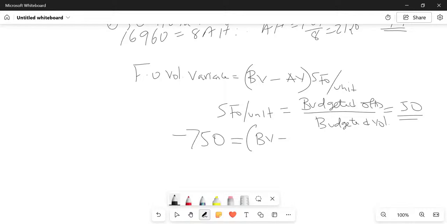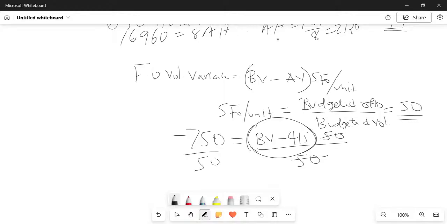415. You had given me a figure here. These standard fixed overheads are 50. So treat this as if it's one number. Divide both sides by 50 first. So this and this will cancel out. Minus 750 divided by 50 will end up giving me what here? 15. This gives me minus 15. So budgeted volume minus 415, like that. So then budgeted volume will be equal to what?